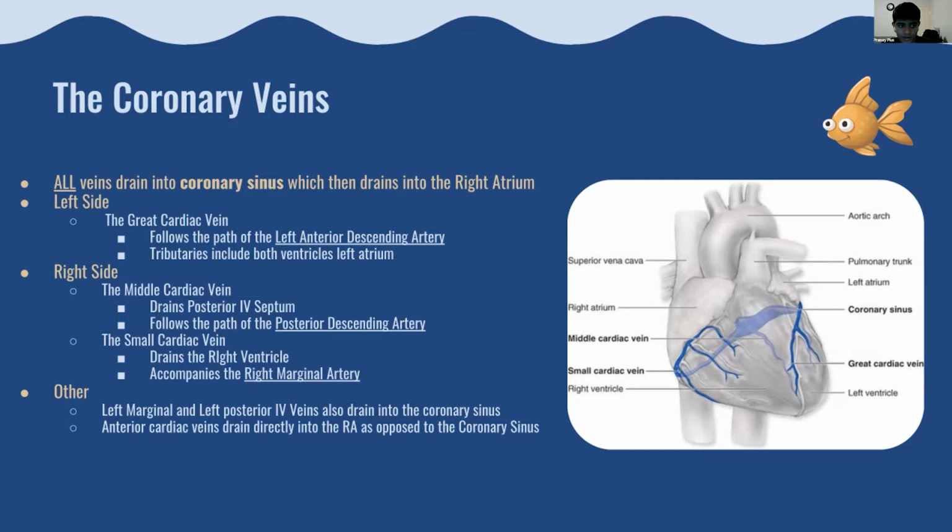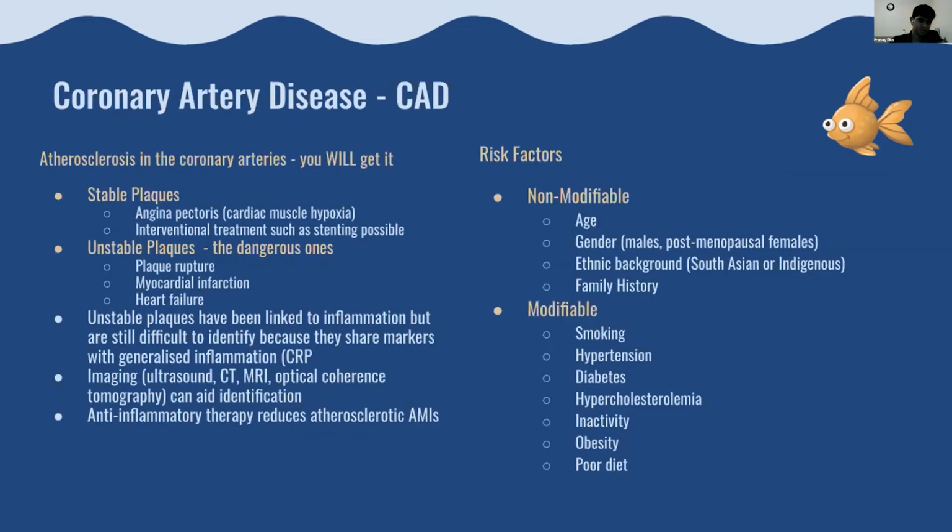Yeah, so coronary artery disease is basically what goes wrong with your coronary arteries. So the main thing that you're going to be looking at is atherosclerosis. Most people will get some kind of plaque development throughout their lifetime. It's quite normal. It just depends on how bad the plaque development is. So you will get it to some extent, but how bad it is depends on a few factors. So there's two types of plaques that you'll develop.